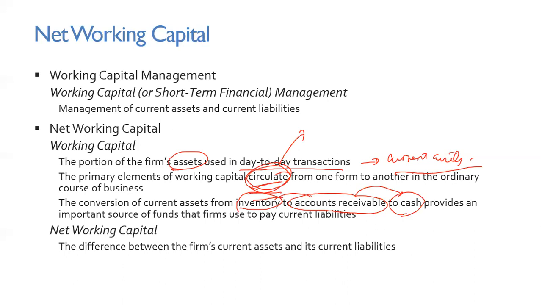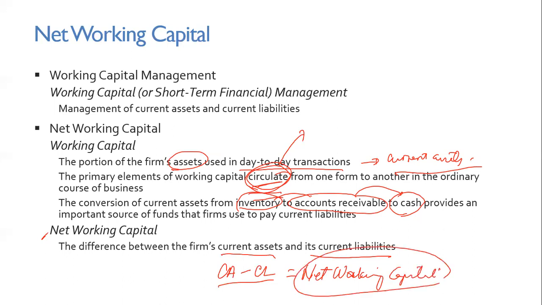Now, the second term that we need to learn is net working capital. Net working capital is the difference between the current assets of a company and its current liabilities. Current assets minus current liabilities, this is net working capital. This shows the net equity investment in short-term assets or in working capital.